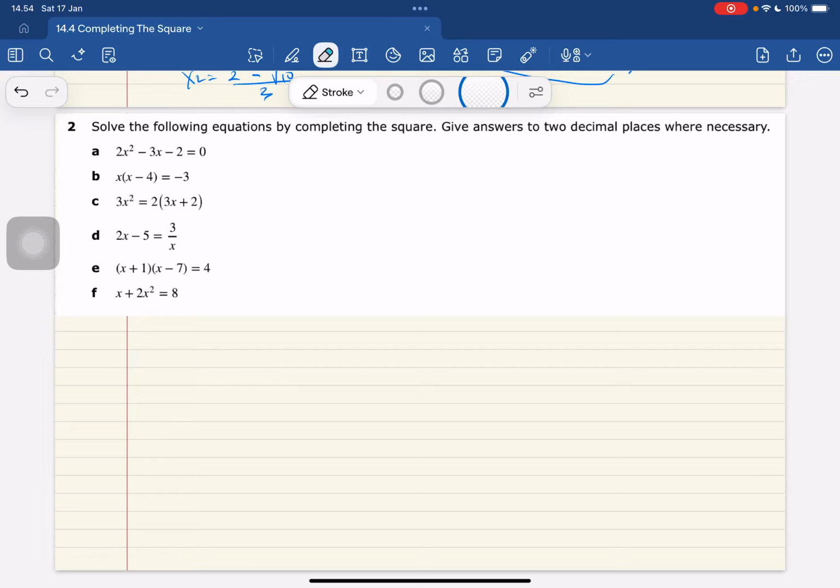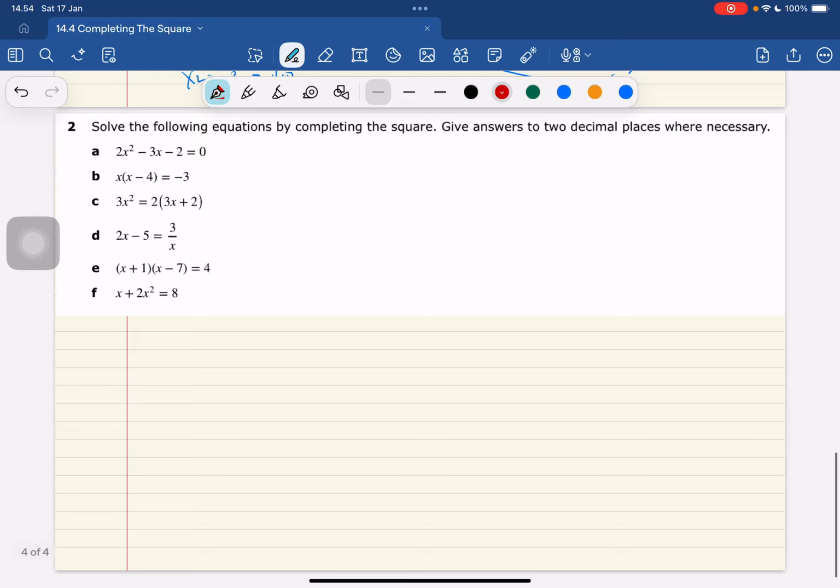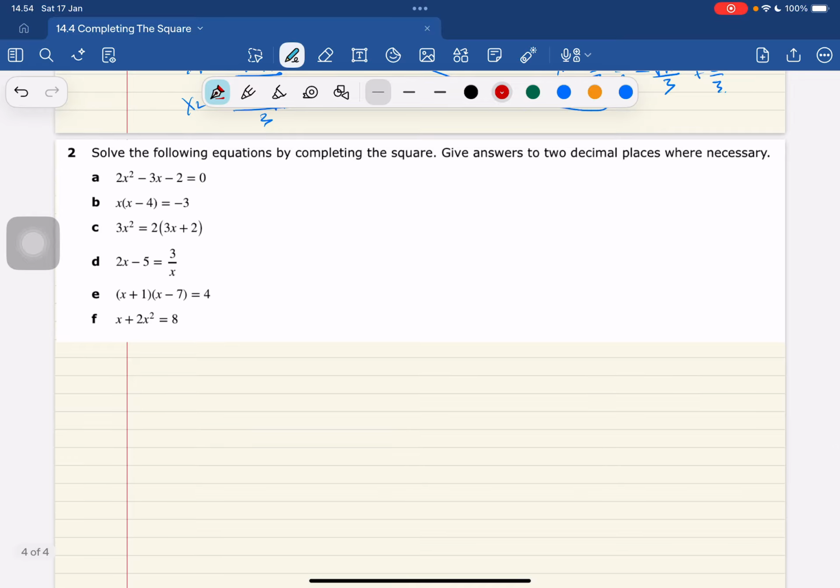In this question, I'm going to continue solving practice questions for completing the square. So solve the following equation. Remember, for completing the square, the coefficient of x squared needs to be 1. So first, let us rearrange it.